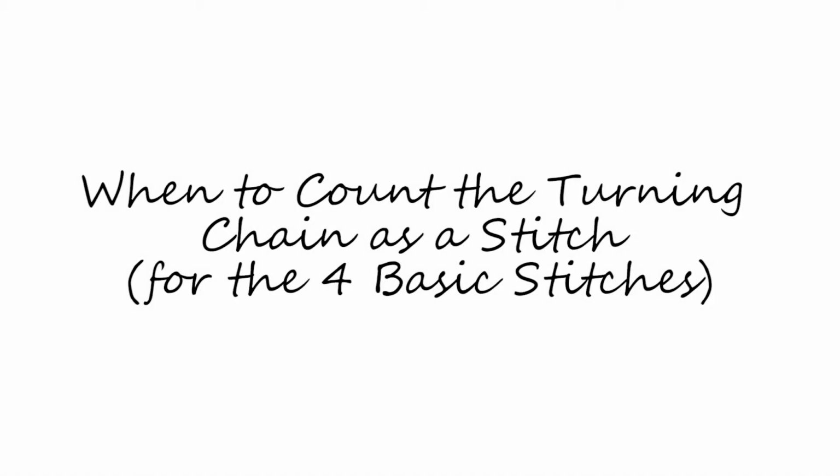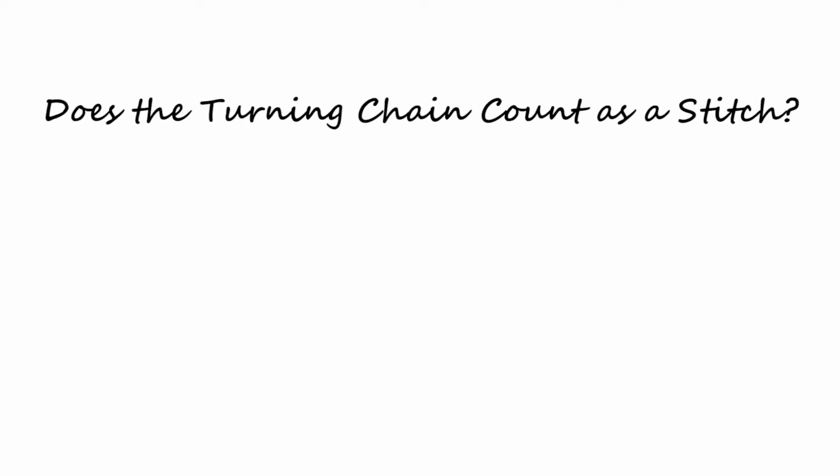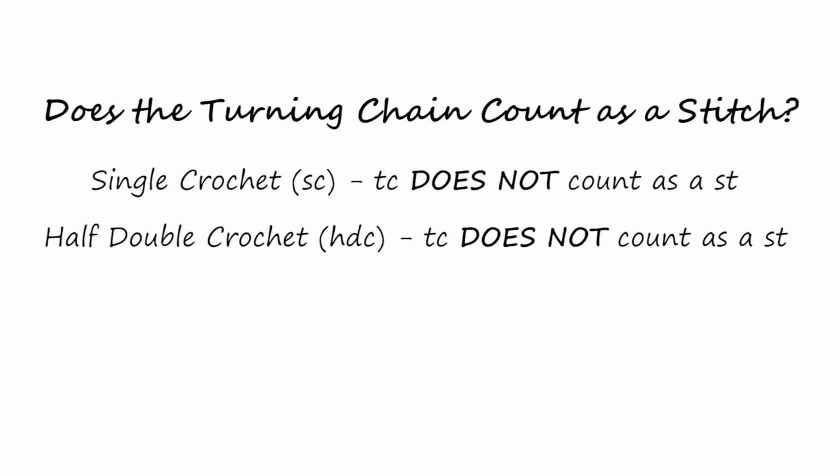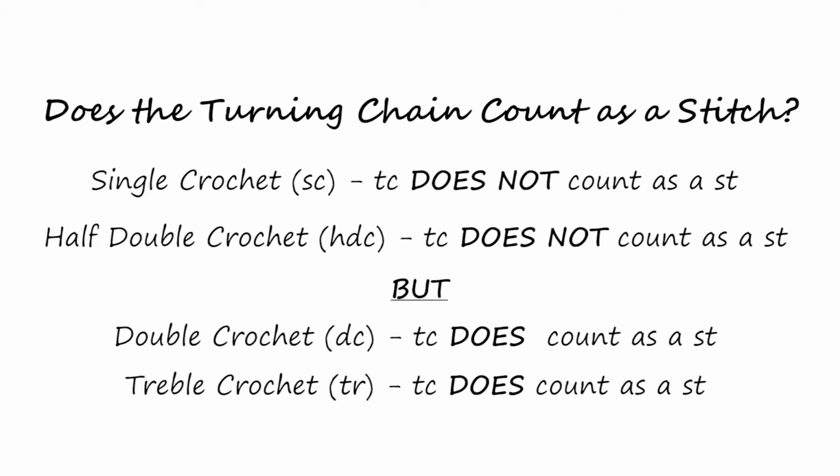Now let me answer the most important question that you might ask about a turning chain. When does the turning chain count as a stitch? So typically, whenever you have rows or rounds of single crochet, the turning chain does not count as a stitch. For half double crochet, the same thing. The turning chain does not count as the first stitch. But for double crochet and treble crochet, a lot of times the turning chains do count as the first stitch.